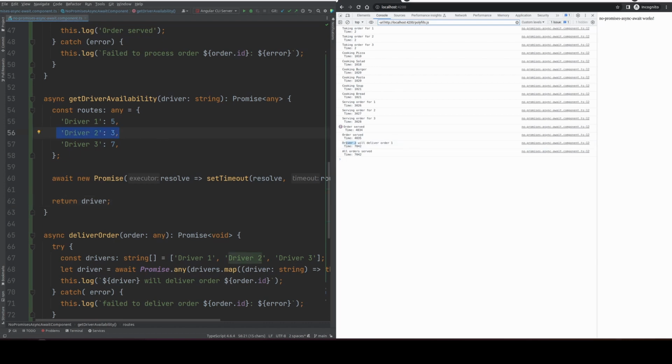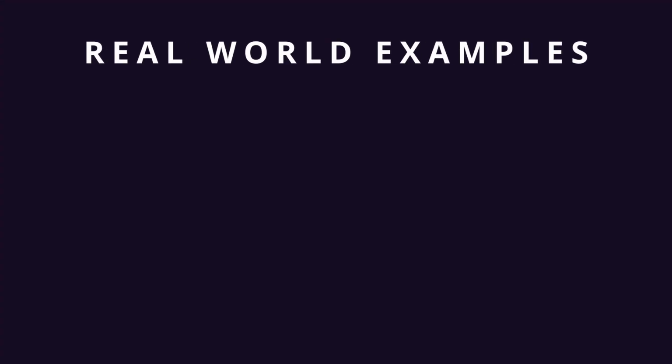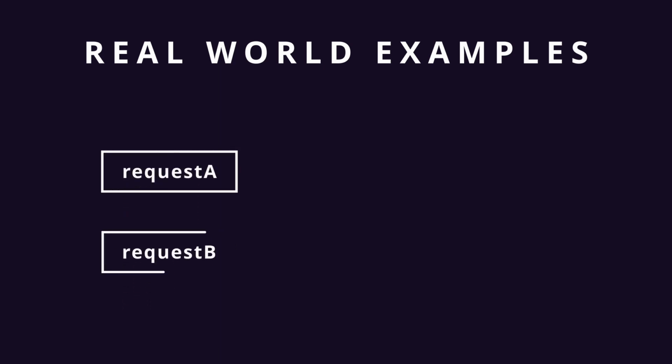Having a training example is good, but real examples are even better. So let's think of how two requests are made one after another. Request A is sent first and request B second, but somehow you get the result from B faster, and because it depends on A, you get an error. This is how you know you need promises and async await.